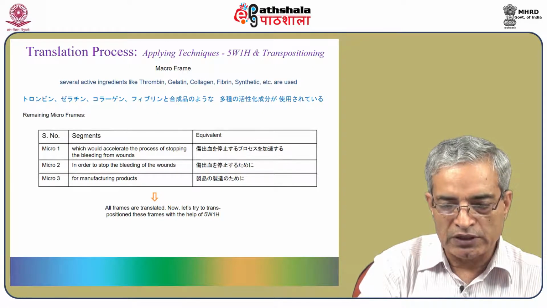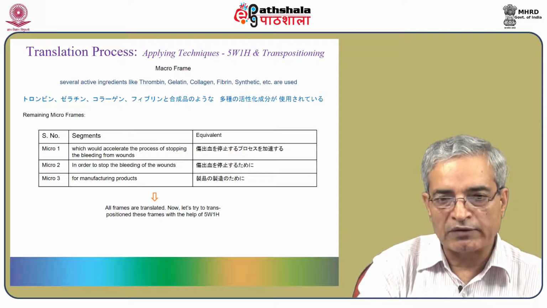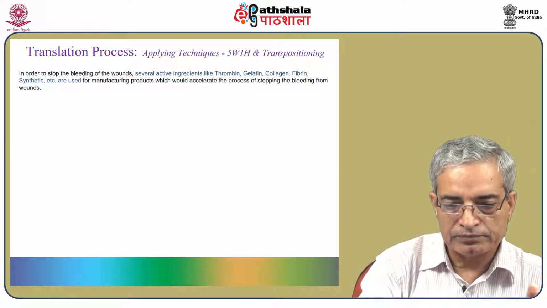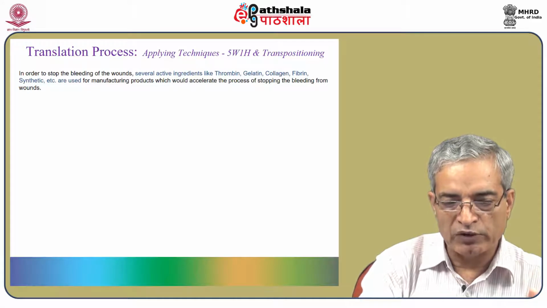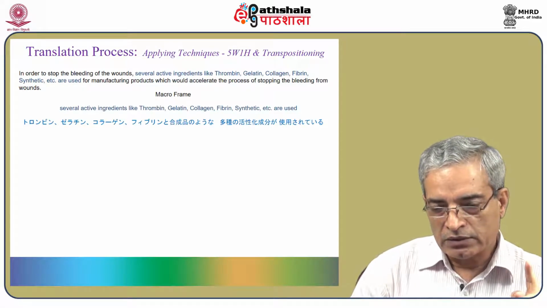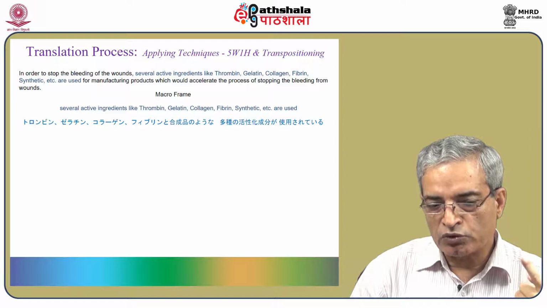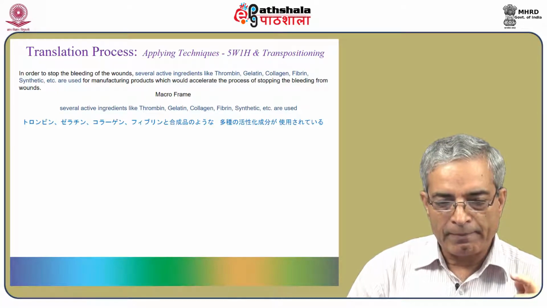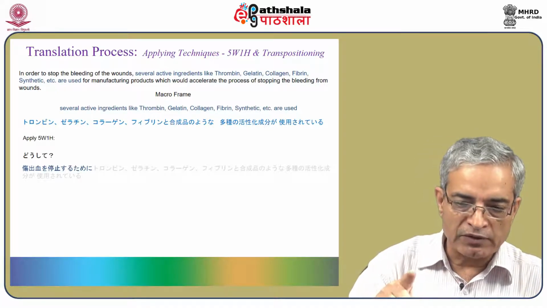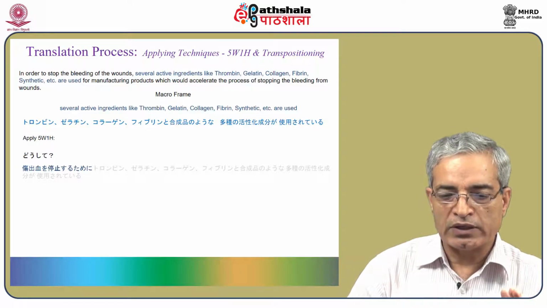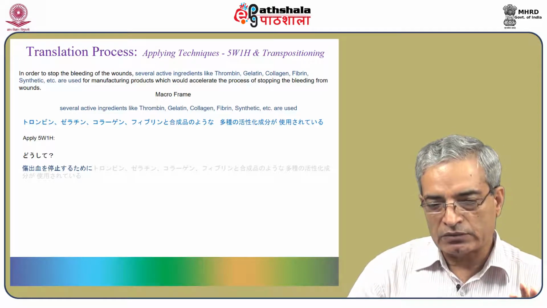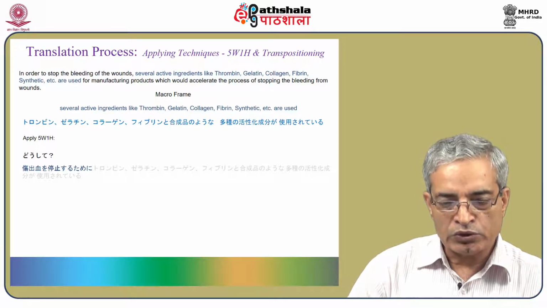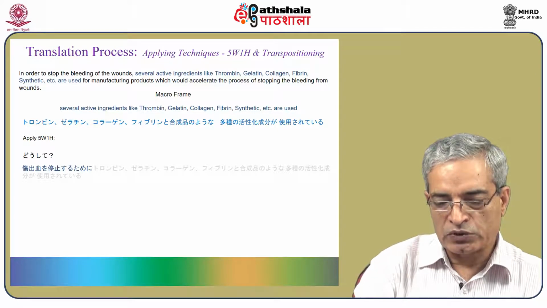Now let's try to do the transpositioning on these frames with the help of 5W1H. The macro frame was already seen. Let's apply the 5W1H in sequence. In fact, we are trying to put questions on the main sentence and trying to get the answers in Japanese. Doshite. So you are saying in the macro frame, ga shio sareteru. Some seibun ga shio sareteru. You have said tashu no kase ka seibun, but we say some seibun ga shio sareteru. Doshite kizushuketsu o teishu suru tame ni.